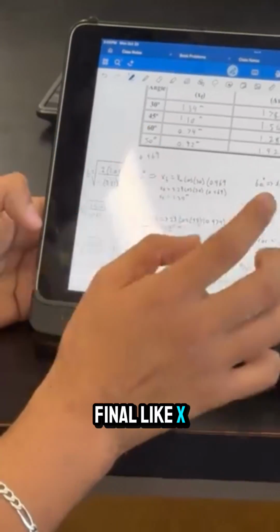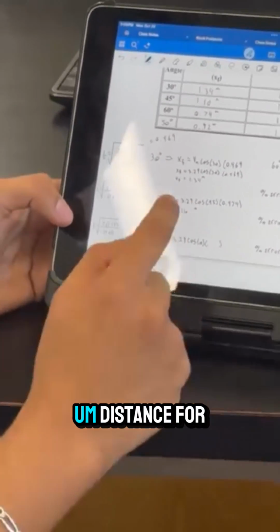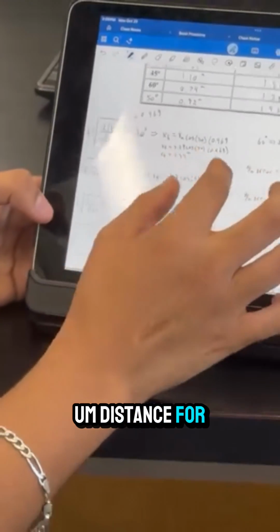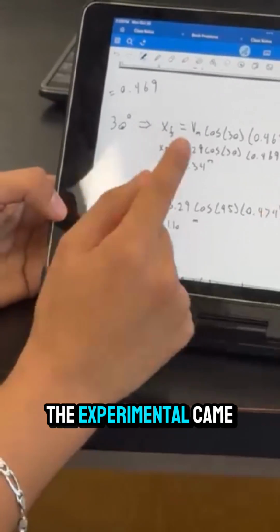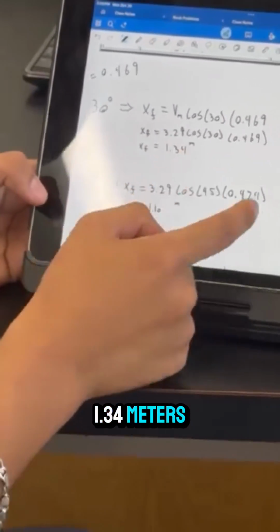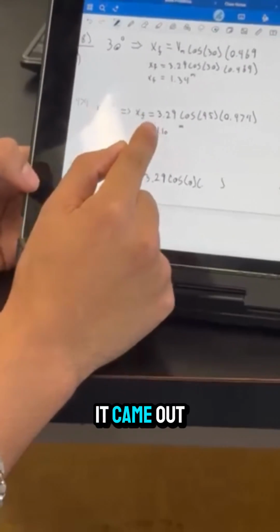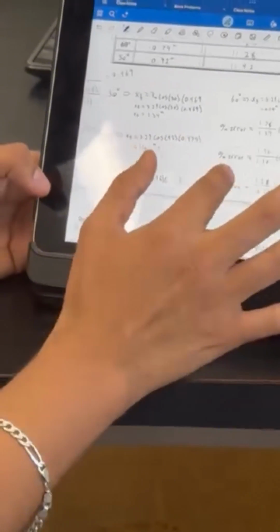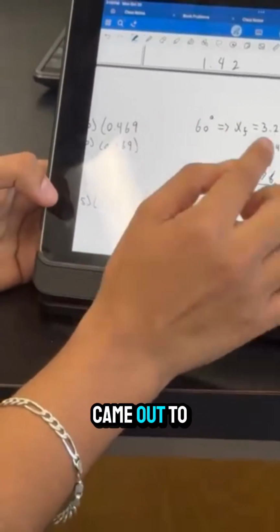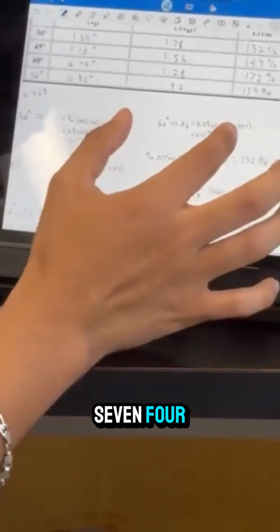distance final, like X distance. For the 30 degrees, the experimental came out to be 1.34 meters. For 45 degrees, it came out to be 1.1 meters. And for our 60 degrees, it came out to be 0.74.